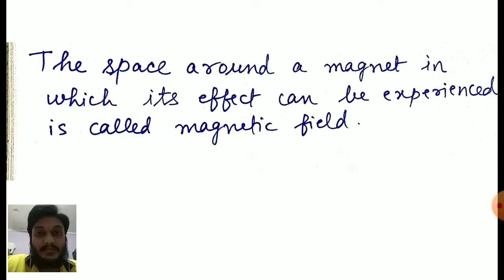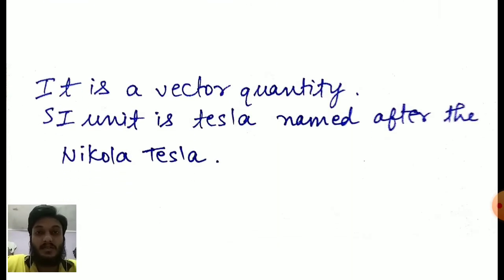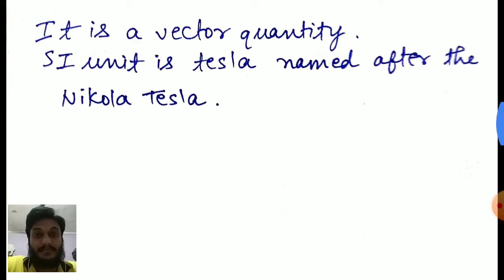So the space around the magnet where we feel its magnetic effect, that the magnet is pulling the object or its direction is changing, that space around the magnet in which this effect is experienced, as far as we can experience it, is known as the magnetic field. And it is a vector quantity because it is based on direction, and the SI unit is Tesla. It is named after the American engineer Nikola Tesla.